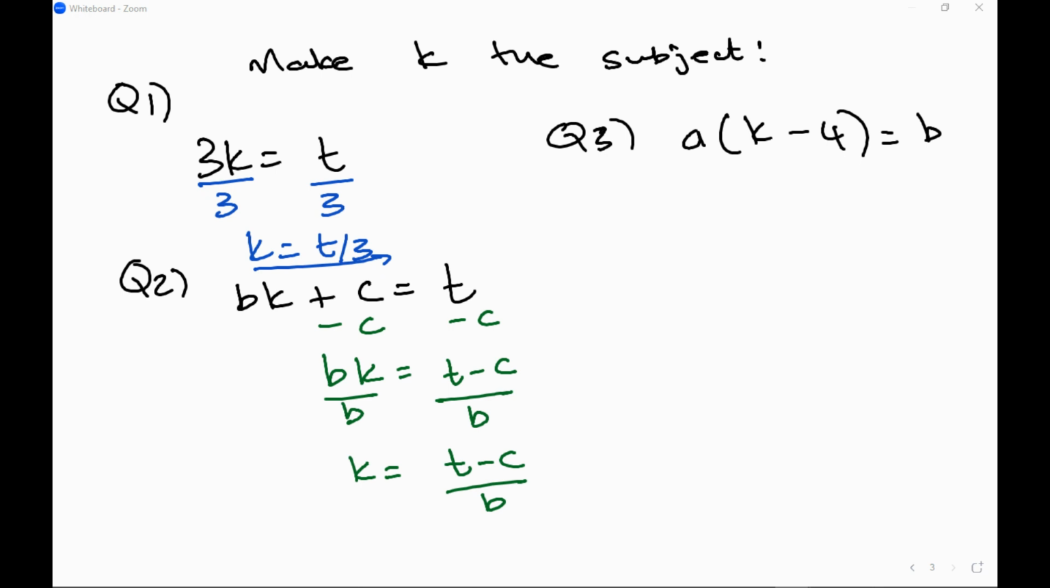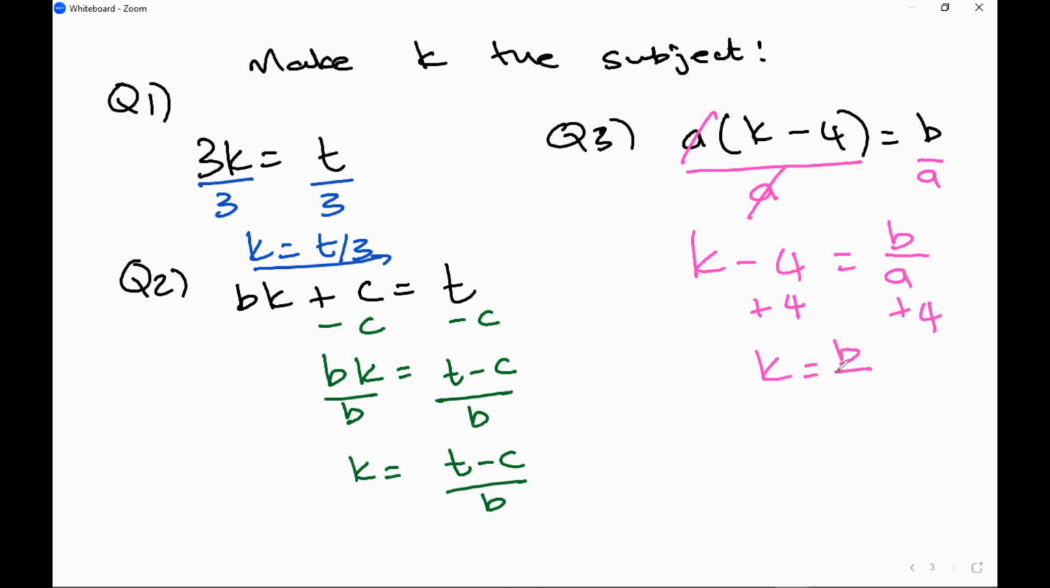Alright, so for the next one, the first thing I can do is divide both sides by a. That'll cancel out the a, leaving k minus 4, and that's equal to b over a. Then I add 4 on both sides. So it becomes b over a plus 4.